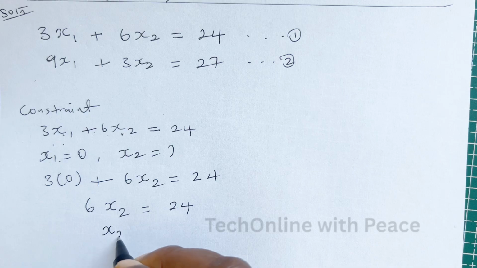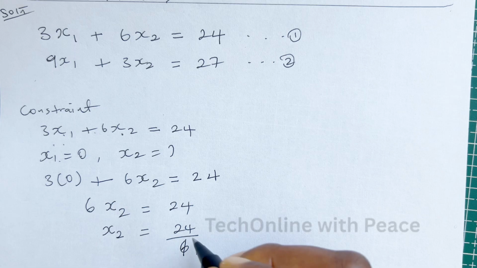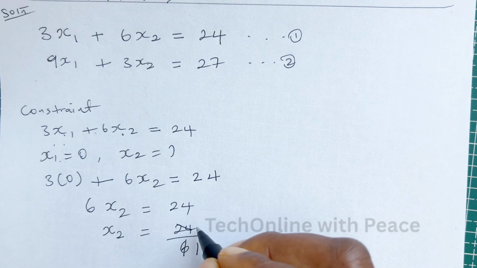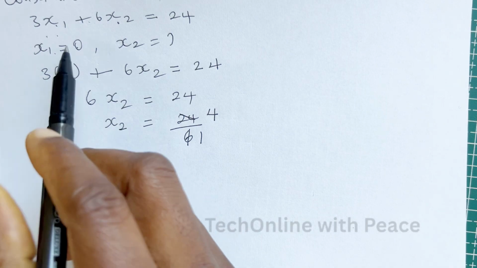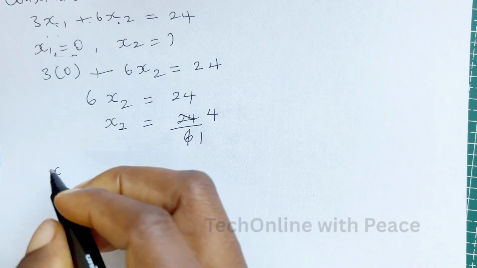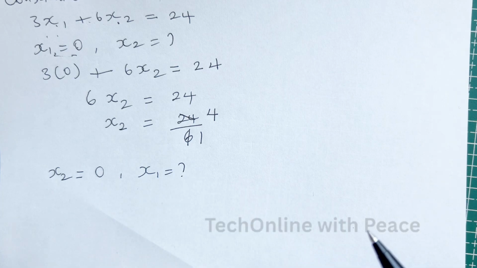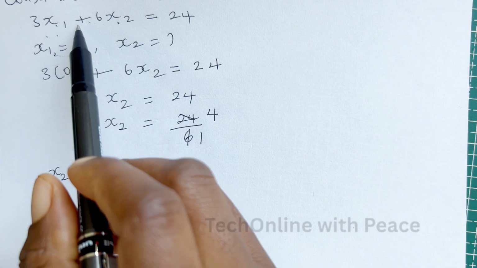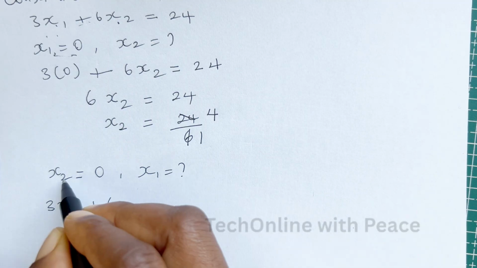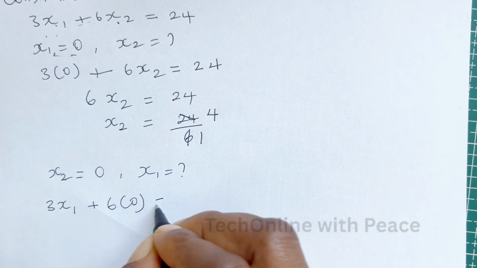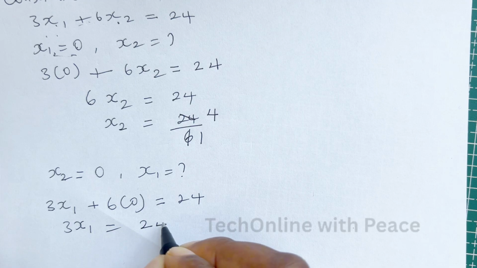So what will be the value for our x2? 24 all over 6. 6 into 6, 1. 6 into 24, we have 4. We also solve when x2 is 0, because we've done the one for x1 equal to 0. So when x2 is 0, what will be the value for our x1? We still substitute into this equation. So we have 3x1 plus 6, remember x2 is 0, equal to 24. We have 3x1 equal to 24.